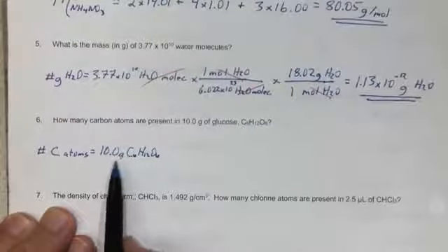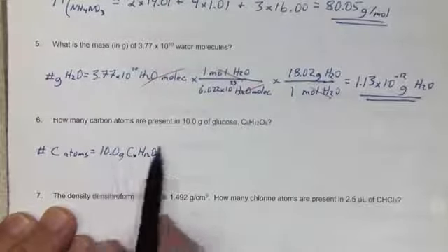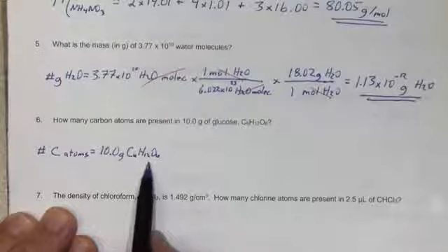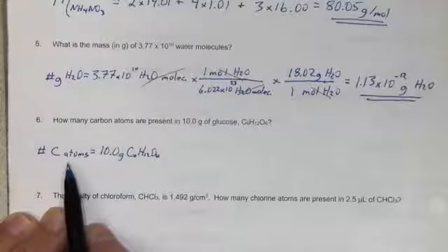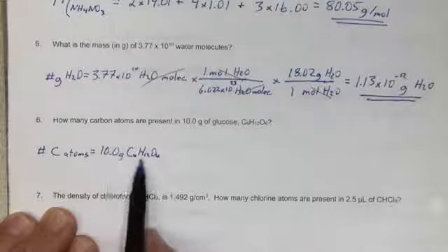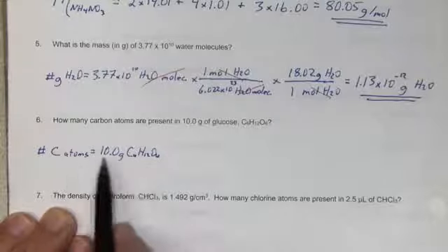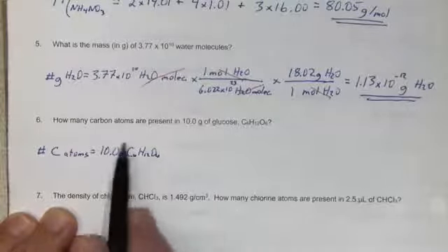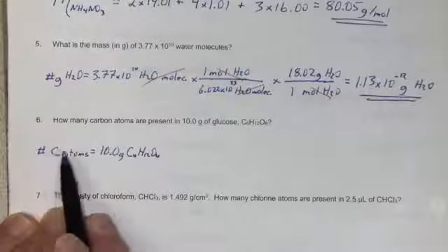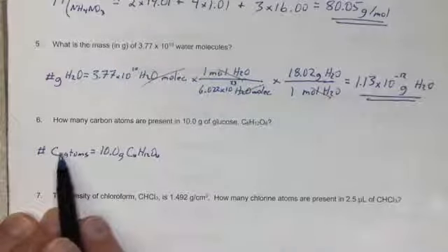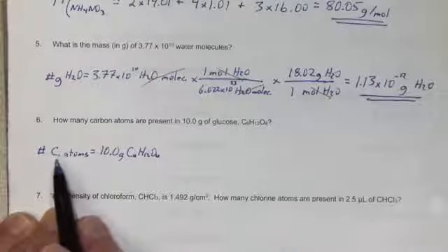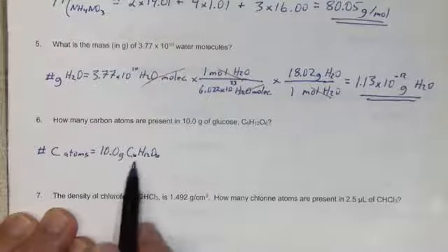A stoichiometry problem always gives you the amount of one substance, in this case 10 grams of glucose, and it asks for the amount of a different substance. In this case, it wants to know how many carbon atoms. Carbon atoms is not the same as glucose. Carbon is in glucose, but they're not the same. If you're given the amount of one substance and you're asked about the amount of another substance, that's a stoichiometry problem, and you have to wake up screaming mole-to-mole ratio. So the first thing I've got to do is convert grams to moles.